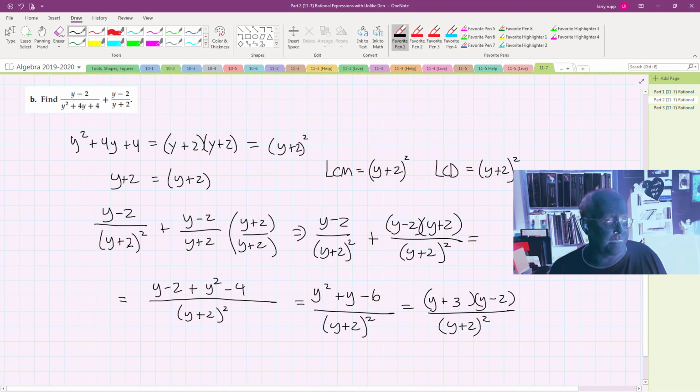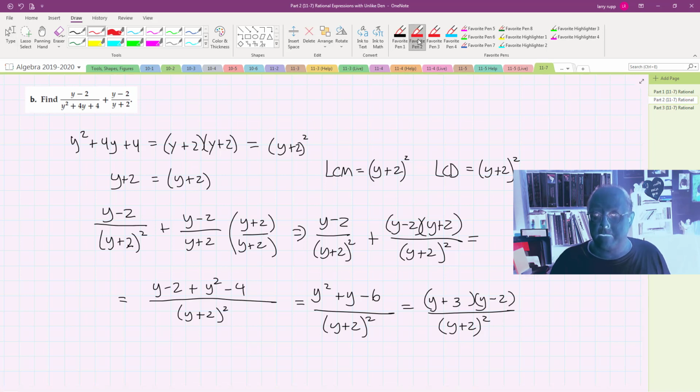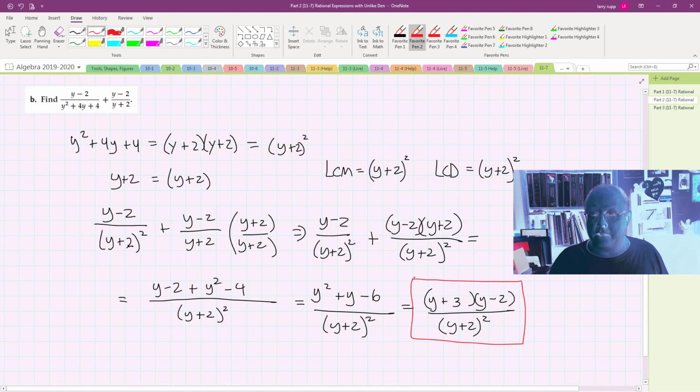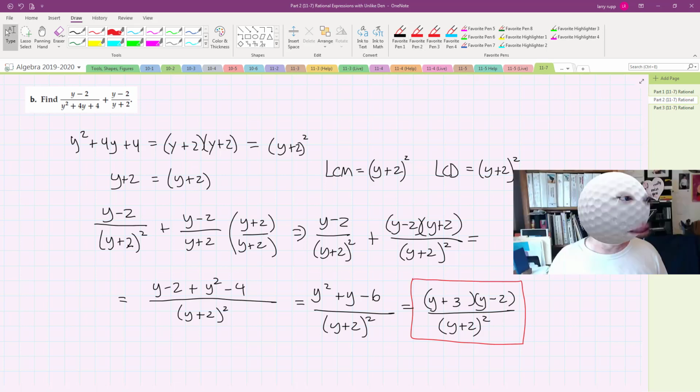Okay, and that's your answer. Y plus 3 times the quantity y minus 2 all over the quantity y plus 2 squared. Okay, this is as simplified as you can get. Okay, moving on.